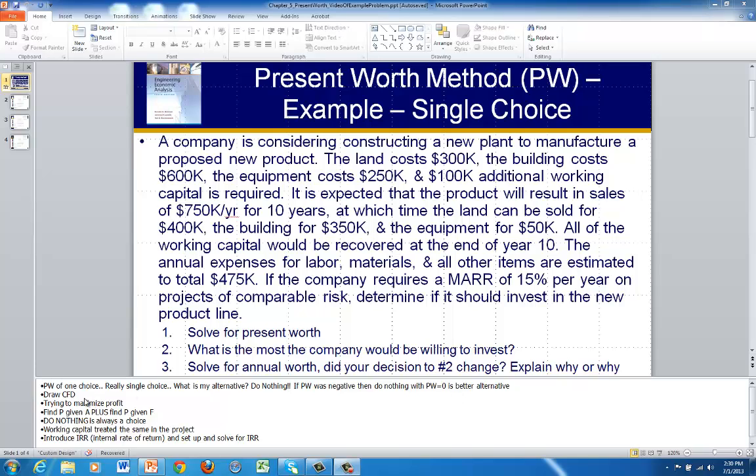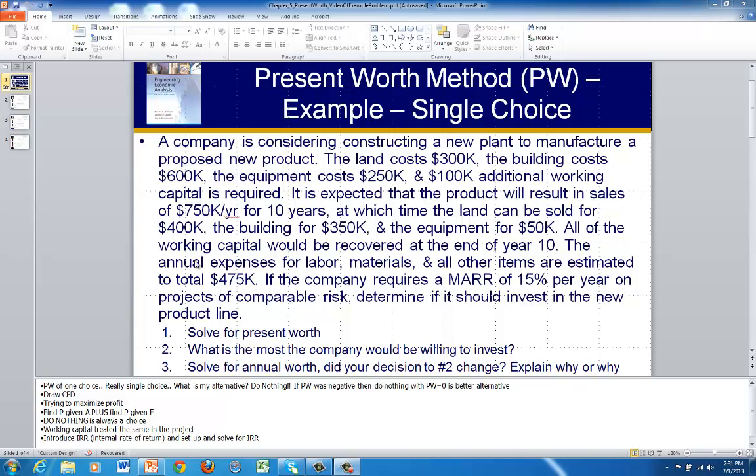So first thing you always want to do is draw a cash flow diagram. So we'll have that later when we get solving the problem. And in this case, you see we're trying to maximize profit. We have costs, so we have investment costs, land, equipment, working capital, building at the beginning. We have sales over 10 years. We have salvage value, what we can sell the building and the land for and equipment at the end of the 10-year study period that we're looking at.